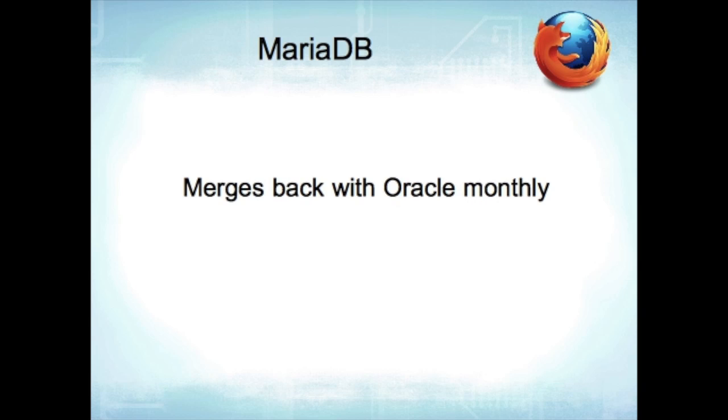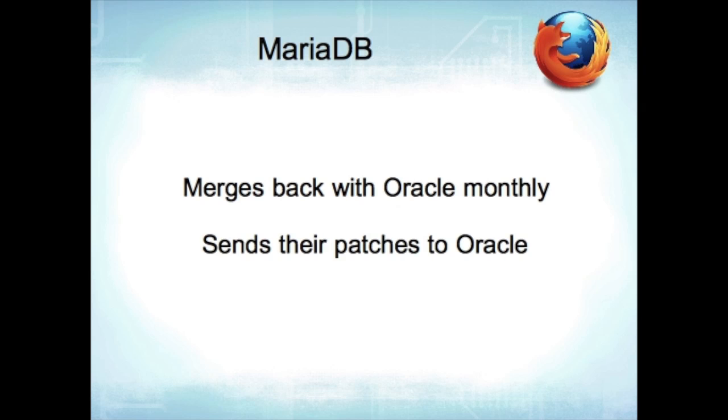MariaDB merges back with Oracle monthly. So every month, Oracle releases a version, and MariaDB looks at it and says, okay, what do we want to take from that? And MariaDB also sends their patches to Oracle, which frankly I think is a really good community steward, right? They're like, here, we think this is really good, we'd like to send it to you. And they specifically send it to them. Whether Oracle chooses to include them or not is Oracle's decision. But there's no way they could say, we had no idea about that, we didn't bother to go look in the source code. I think that's good.